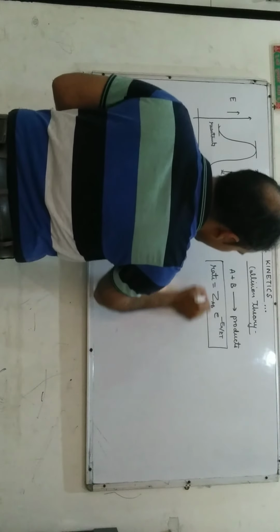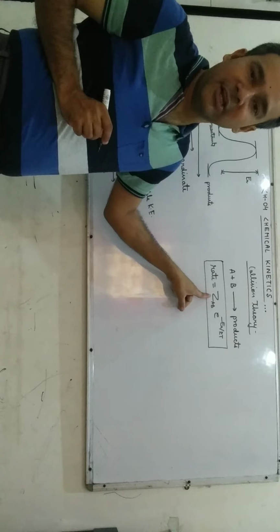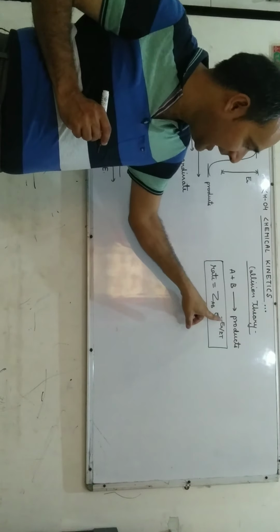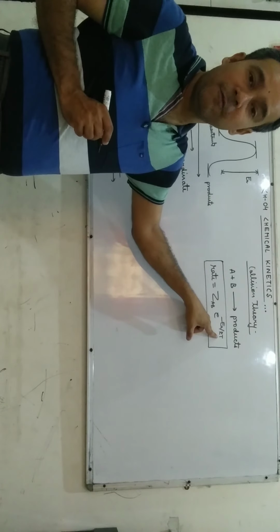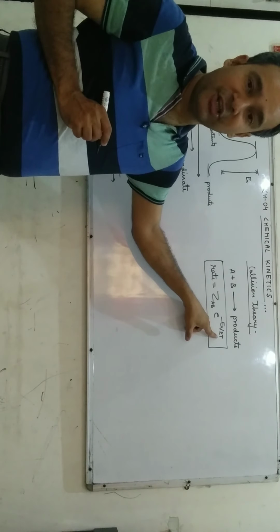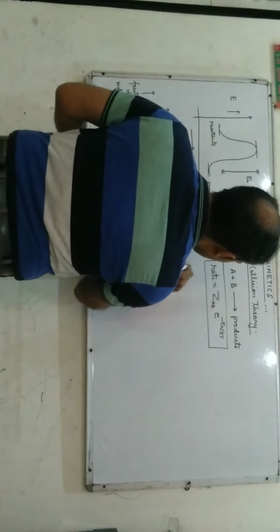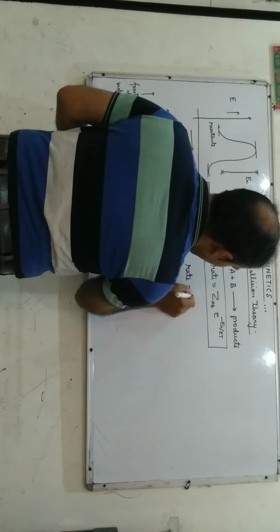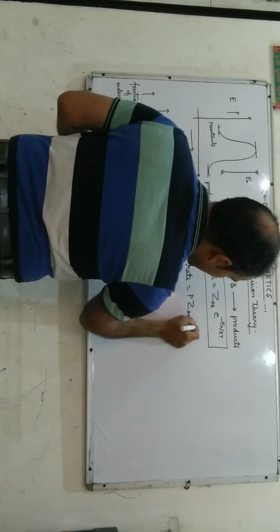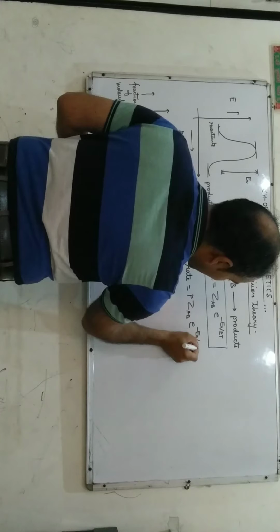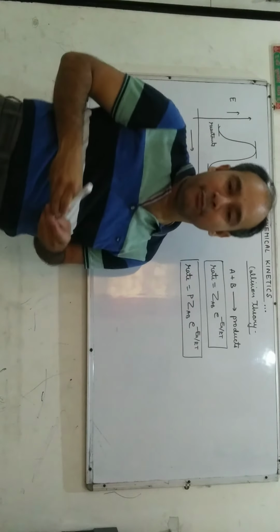Here ZAB is the collision frequency between the reactants A and B, and e^(-Ea/RT) is the fraction of molecules having energy greater than or equal to activation energy. If we introduce another factor P, then we have an expression: rate = P ZAB e^(-Ea/RT). Here P is the probability factor or steric factor.